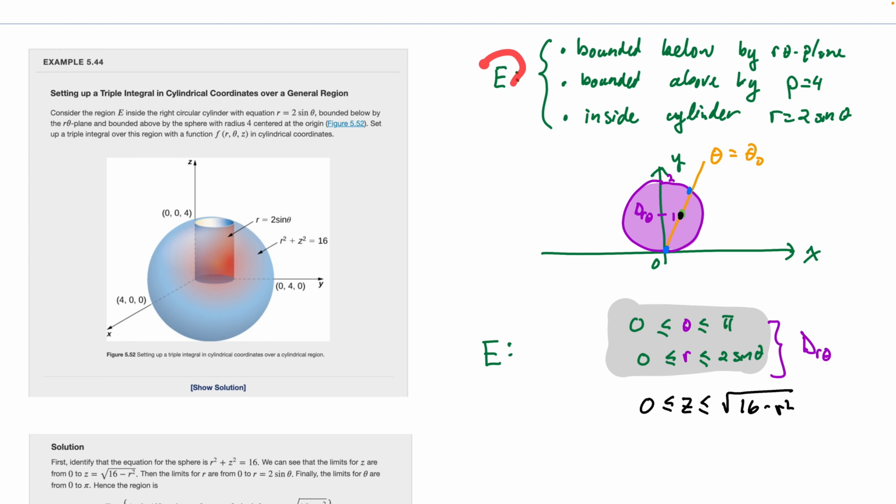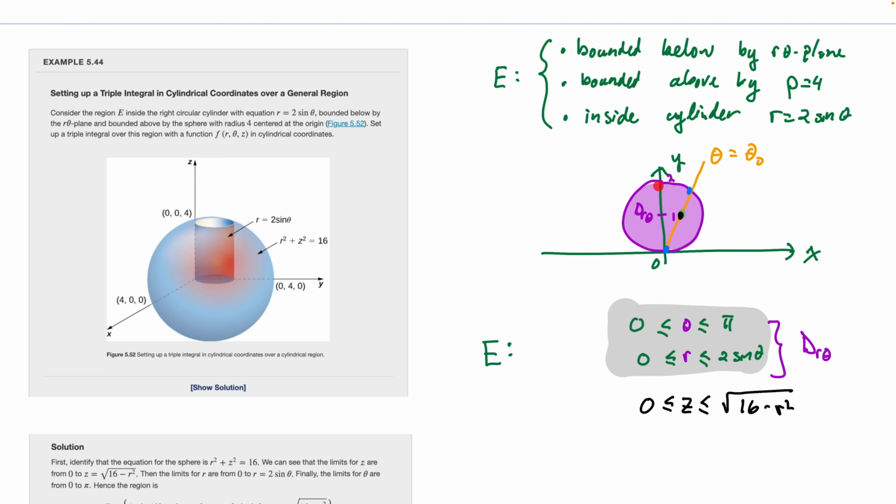Let's take a projection of E in the r theta plane, and then that's going to produce the base of this cylinder, which is a nice circle. Remember that sine is 0 when theta is 0, sine is 1 when theta is pi over 2. Therefore, the circle will produce its largest value along the y-axis. When theta is pi over 2, 2 times 1 will be 2, and so that's the furthest that the point will be from the origin.